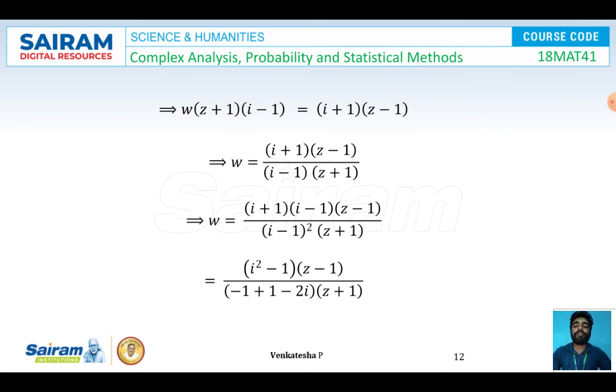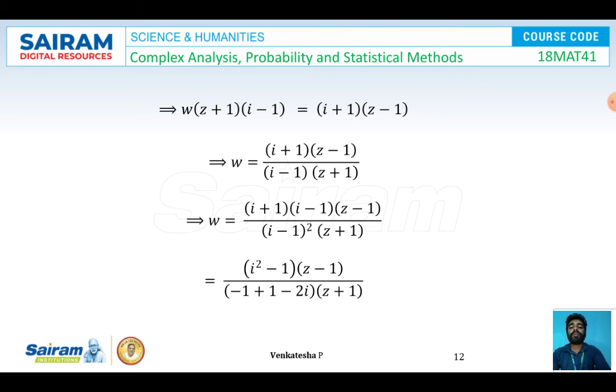So now after simplifying this equation, we got w into (z plus 1) into (i minus 1) is equal to (i plus 1) into (z minus 1). So I got w is equal to (i plus 1)(z minus 1) by (i minus 1)(z plus 1). So it will become w is equal to (i plus 1) into (i minus 1) by (z minus 1) divided by (i minus 1) whole square into (z plus 1) by multiplying and dividing with (i minus 1) here.